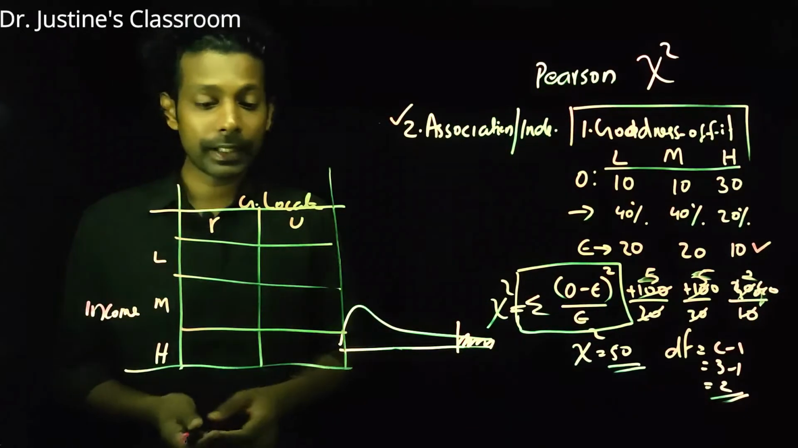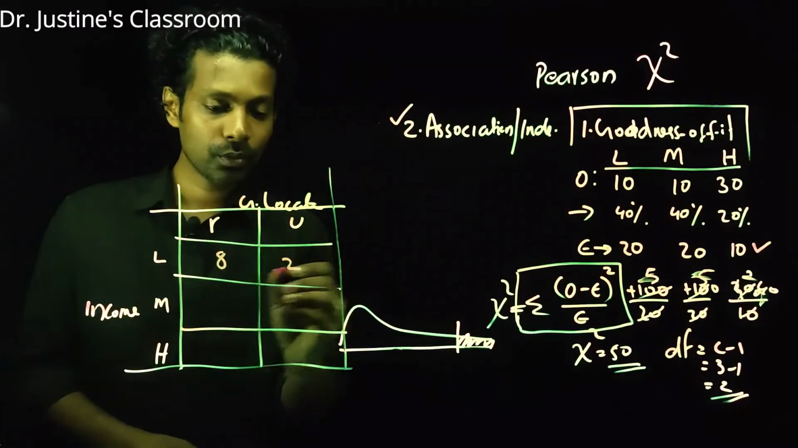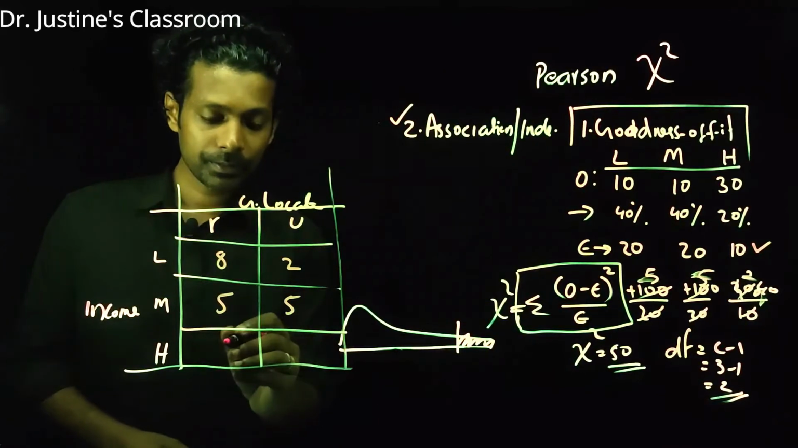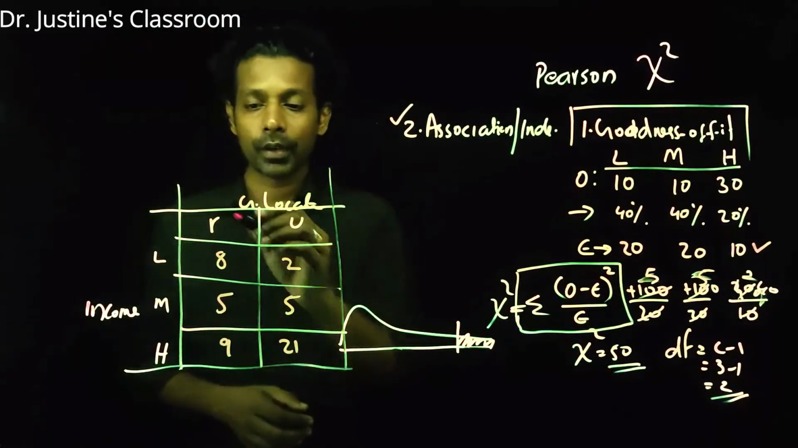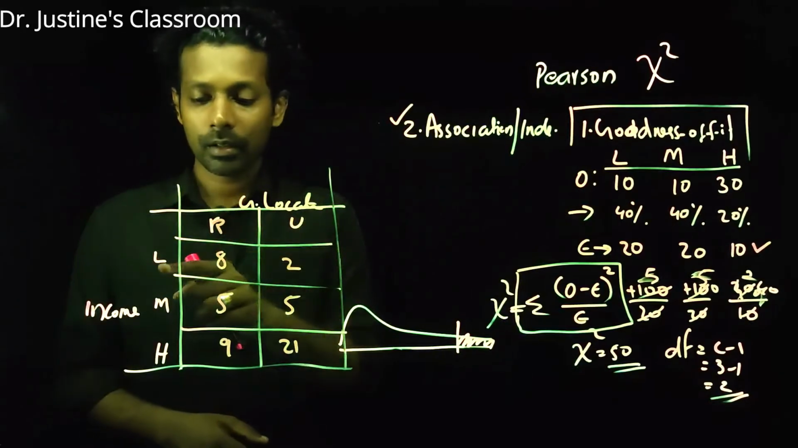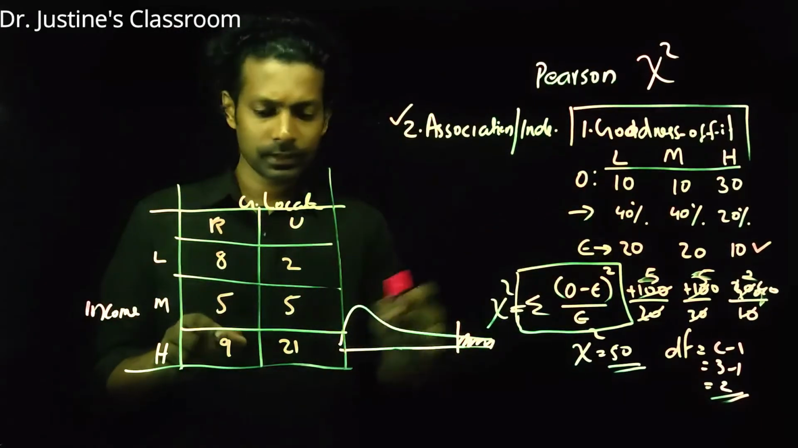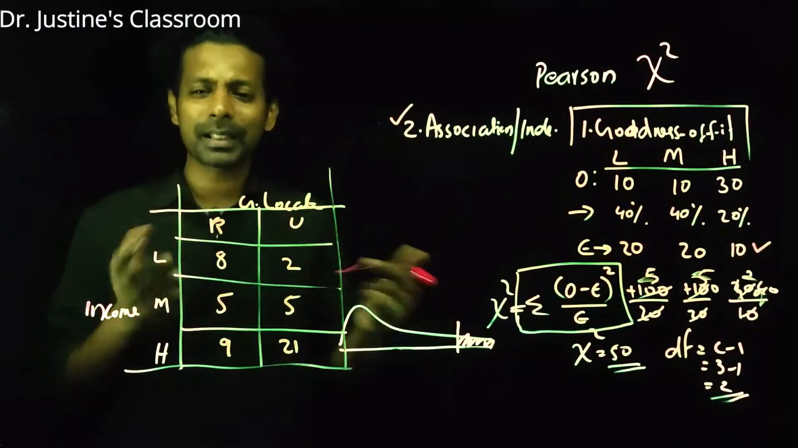Okay, now we need to have data here. So the random scores are 8, 2, 5 members here, 5 members here, 9, 21, like that. Okay, so you have rural, urban, so 10 here, 10, 5 here, 10, 21, 30. So this data is actually matching with this. You don't need to match, I'm just trying to show that.